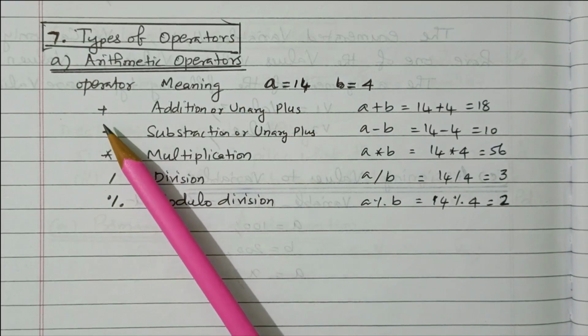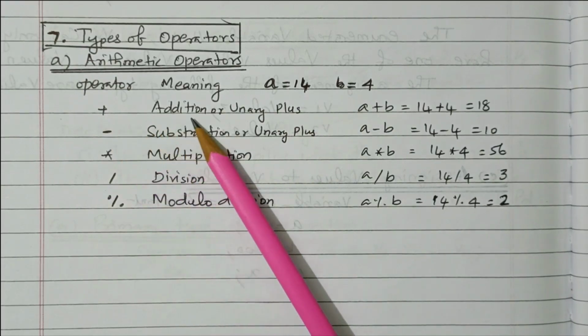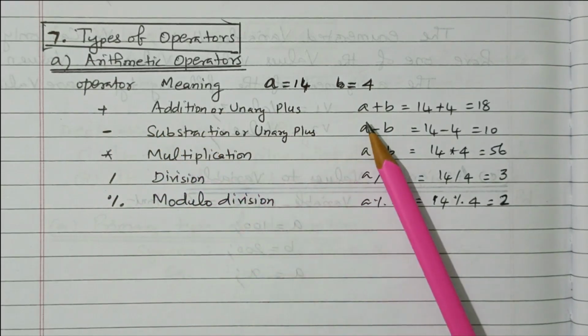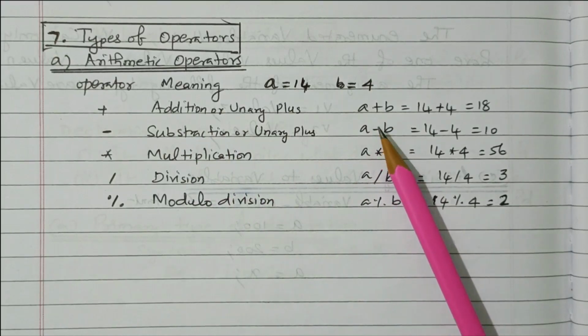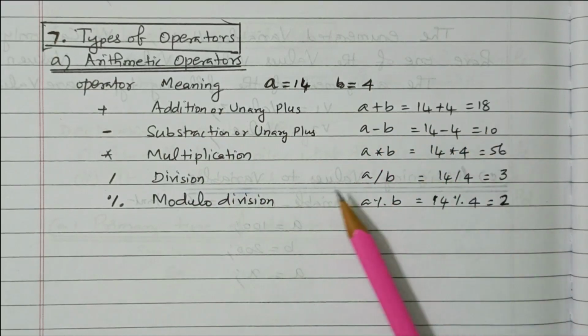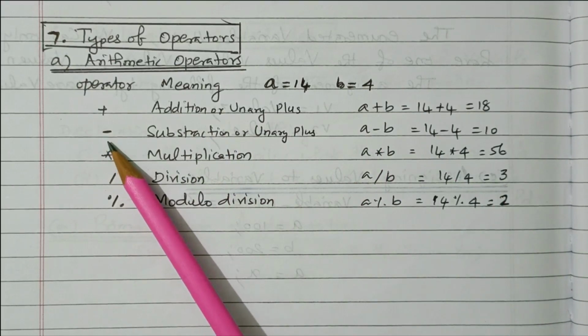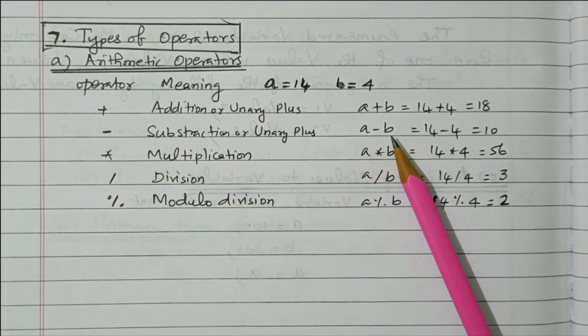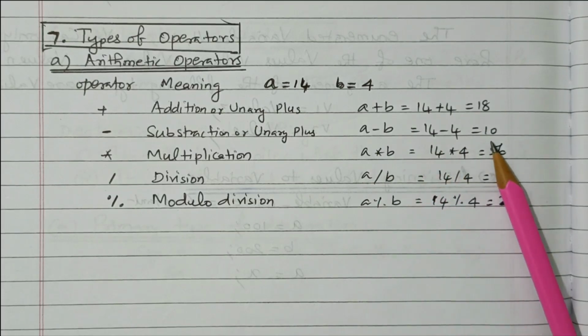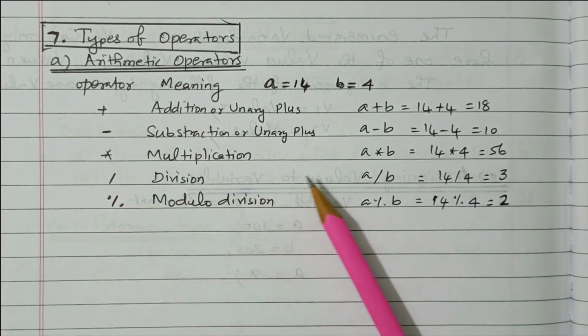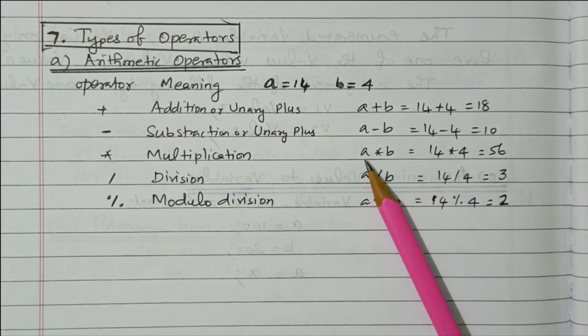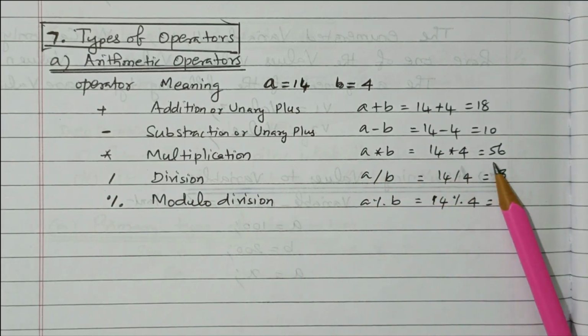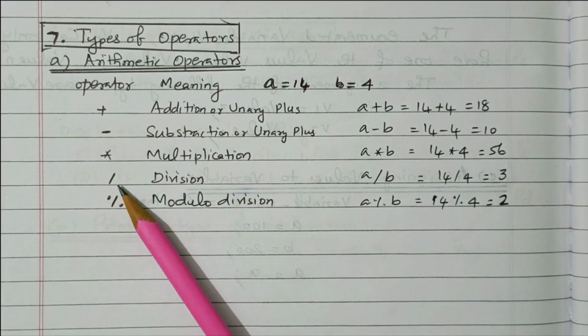The first arithmetic operator is plus. It is addition. It will add two variables. A plus b means it will add two variables. 14 plus 4, 18. Subtraction. It will subtract the two variables. A minus b means b is subtracted from a. 14 minus 4, 10. Multiplication. It will multiply the two variables, a into b. 14 into 4, 56.